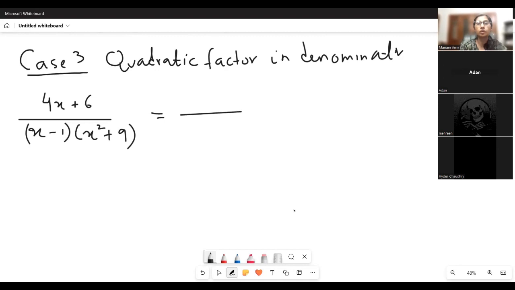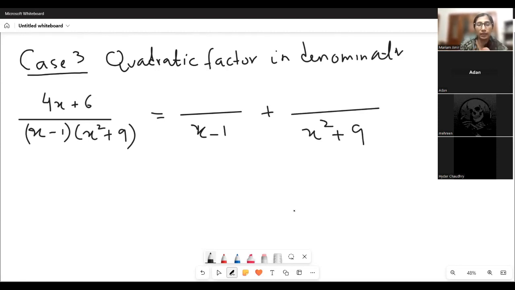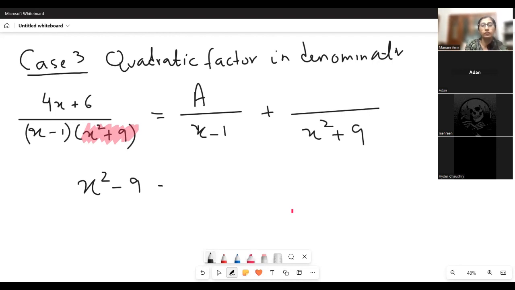So the first denominator is going to be x minus 1. The other denominator is going to be x square plus 9. Another thing you need to make sure of is to check if this can be further factorized into linear factors. For example, if instead this were x square minus 9, then we can write it as x square minus 3 square, which is a plus b and a minus b. If it can be broken down into linear factors, you do that first and then break it into partial fractions. But in this case, it cannot be further factorized.